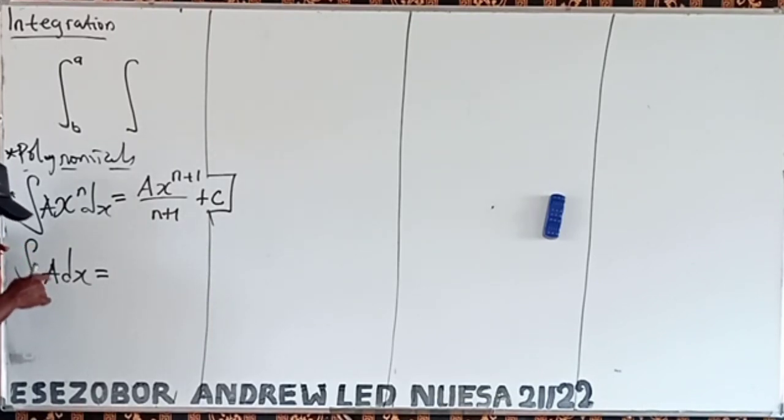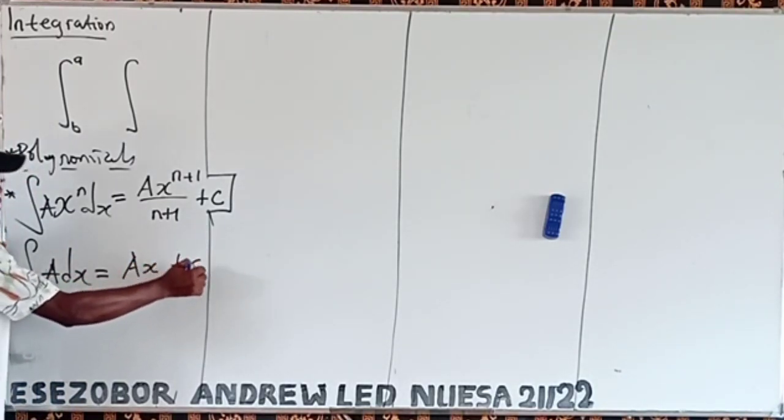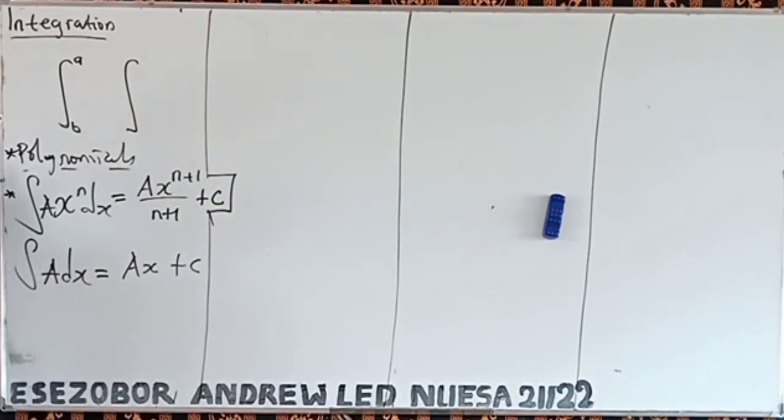But if I integrate a constant that doesn't have this x, in which I'm integrating with respect to s, the answer will be that constant times the x, or times what you're integrating with respect to, which is a times s. What is that one? That will be ax plus c. That is the answer.